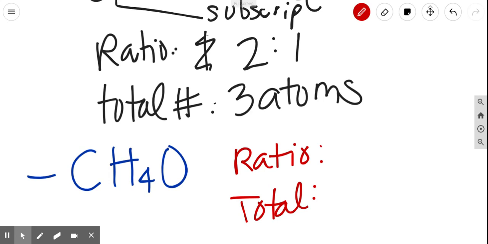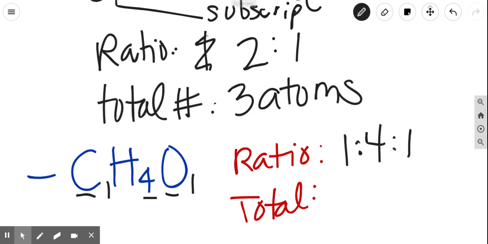All right, you should have paused the video and now you're back. So the ratio, we're just going to read this left to right. The first element I have is carbon, and there's nothing after it, so I know it's a 1. Put my little ratio symbol. My next element is hydrogen, and there's 4 of them. And now I have oxygen. There's nothing here, so I know it's a 1. So my ratio is 1 to 4 to 1.